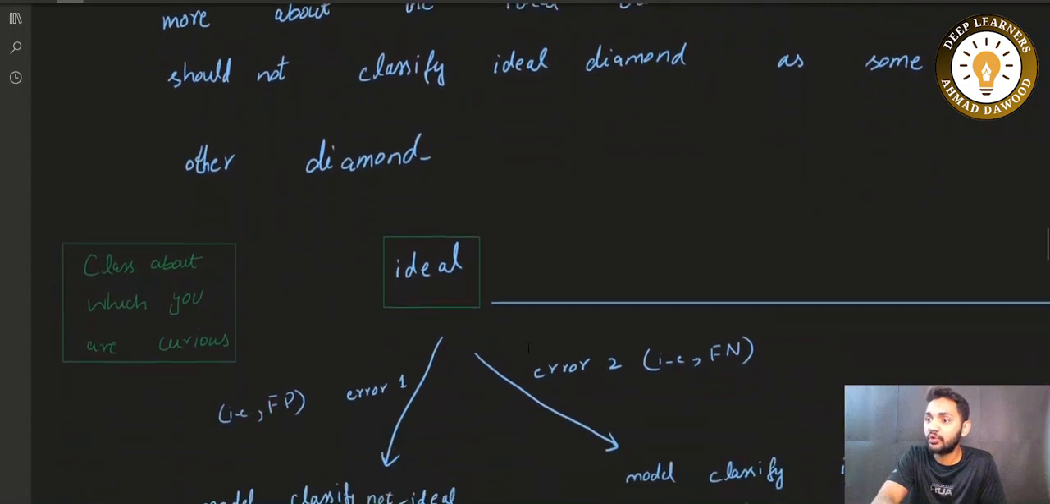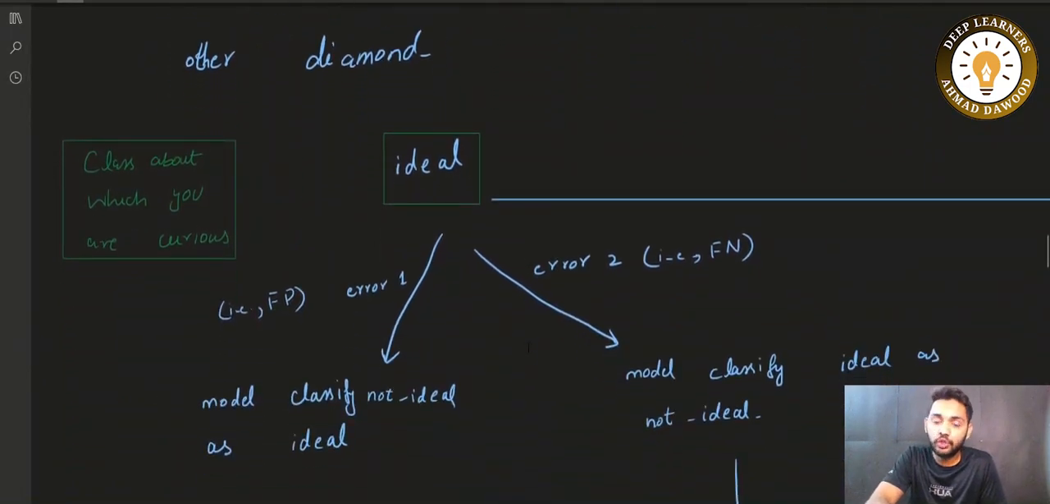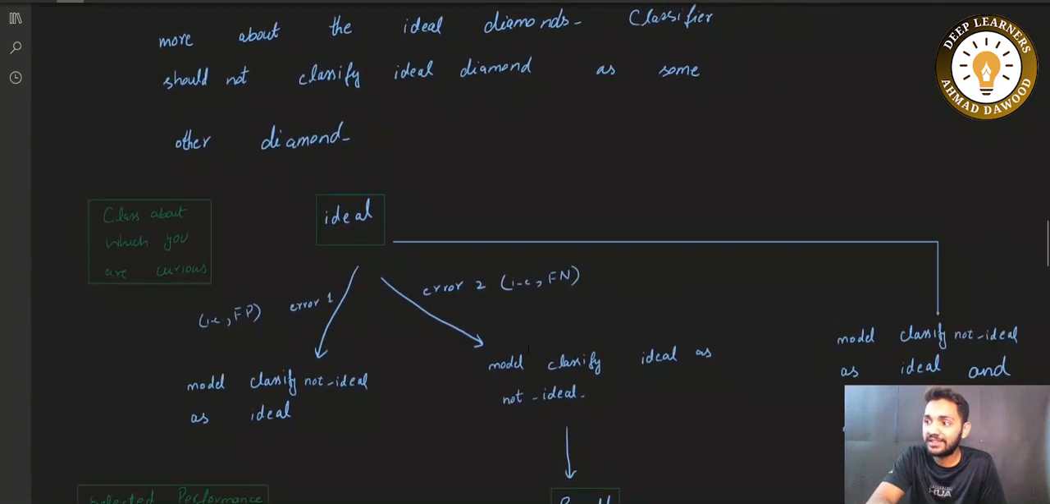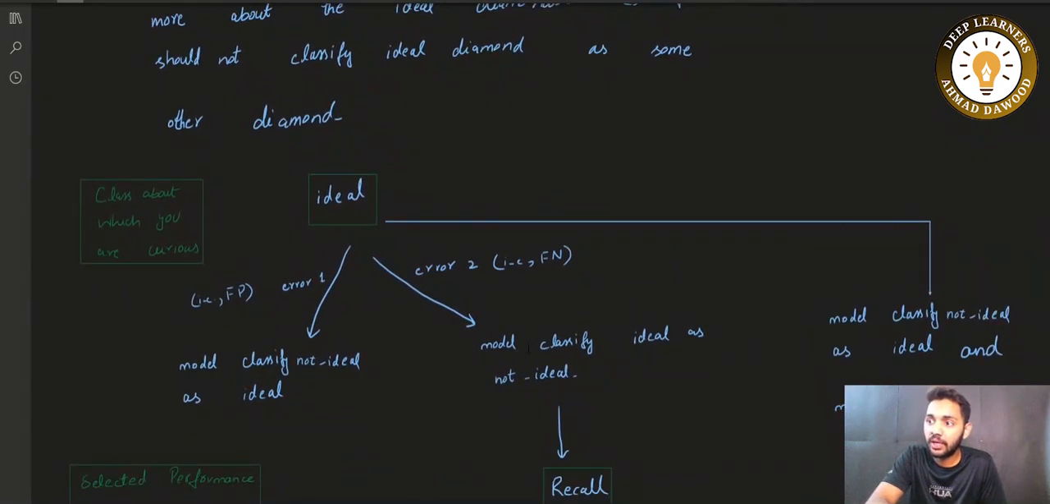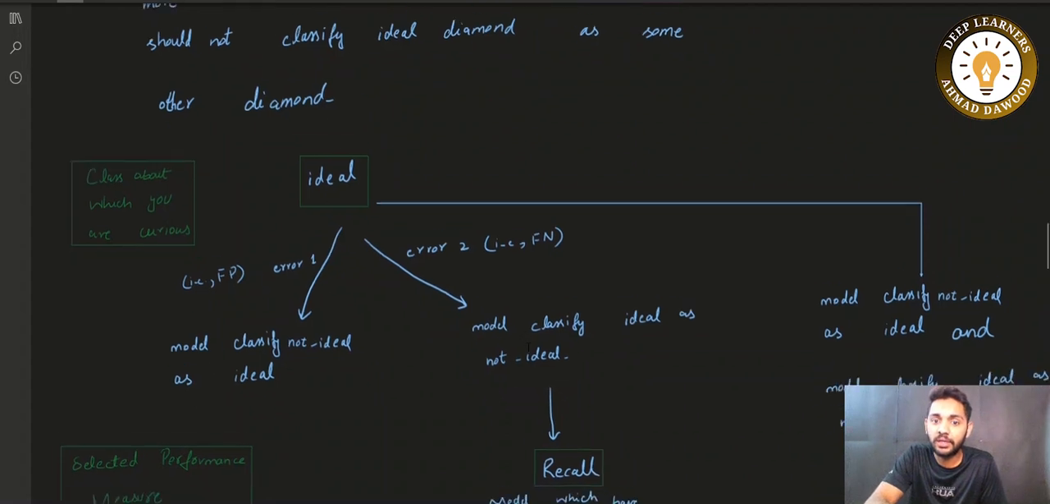So first you have to figure out which class you are more curious about. Then you have to figure out how many types of errors can be there. There are two types of errors. The model can classify non-ideal as ideal, and the model can classify ideal diamonds as not ideal.